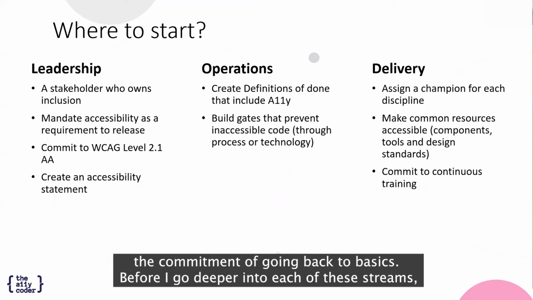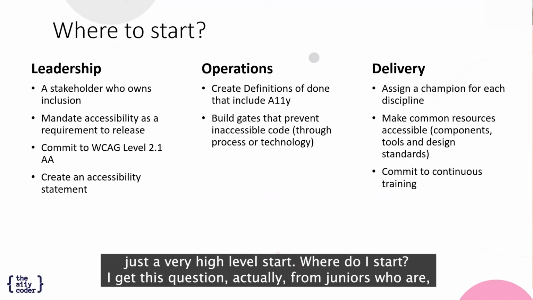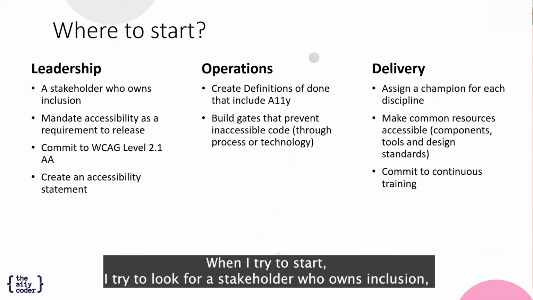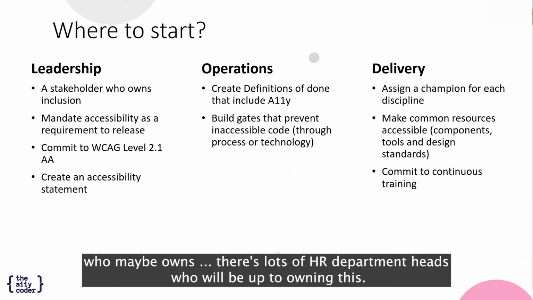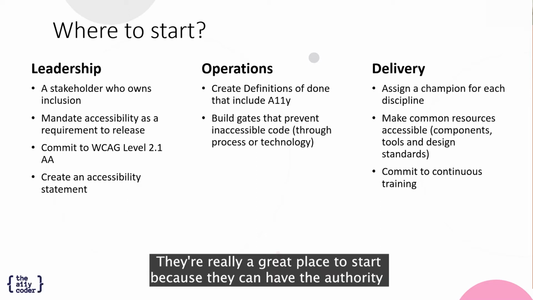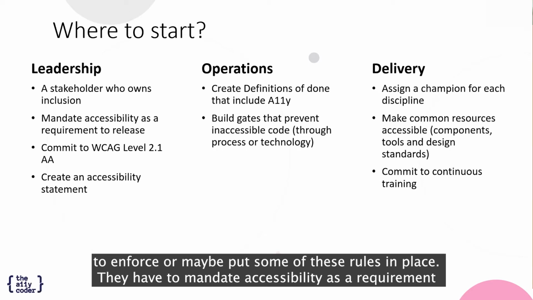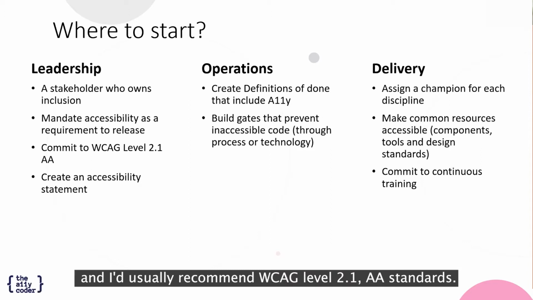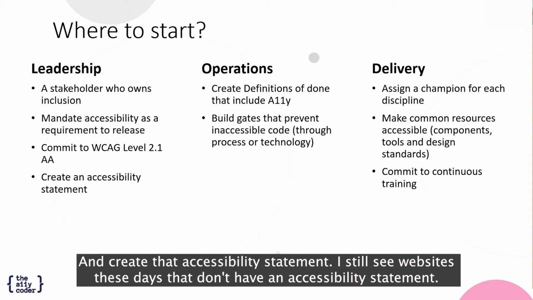Before I go deeper into each of these streams, just a very high-level start: where do I start? I get this question from juniors or maybe BAs who know the importance of accessibility and want to bring it into their organization. When I try to start, I look for a stakeholder who owns inclusion. There are lots of HR department heads who will be up to owning this. They're a great place to start because they have the authority to enforce or put some of these rules in place. They have to mandate accessibility as a requirement before any release of new features, commit to a certain level of WCAG, and I'd usually recommend WCAG level 2.1 AA standards. And create that accessibility statement.